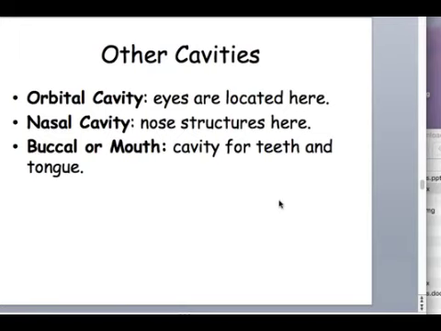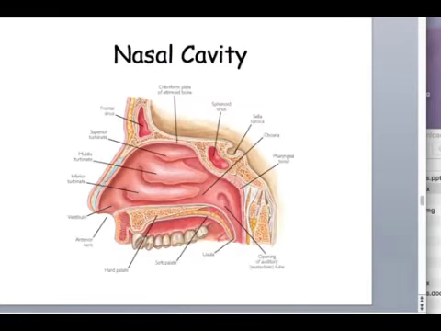Okay, so we have a couple other cavities which are going to become important if you're trying to orient yourself in the skull. The nasal cavity has your nose structures. There are a lot of sinuses here. The orbital cavity is where your eyes are. Hopefully you're learning the parts of the bones that you need to know about this. The buccal cavity, we normally just call the mouth. That's where your teeth and your tongue are. We'll talk about those later.